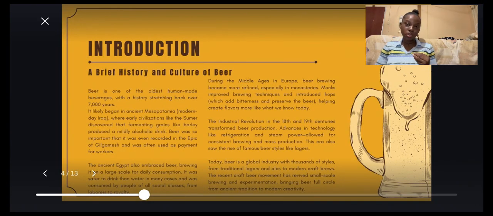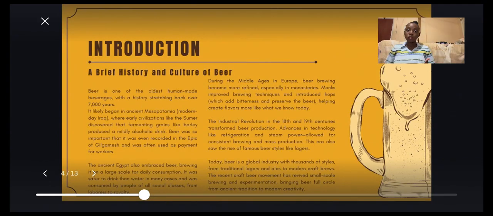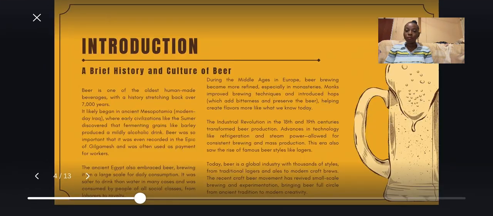It is over 7,000 years old, and it likely began in the Mesopotamian era with different civilizations such as the Sumer, who discovered that fermenting grains like barley would produce a slightly alcoholic beverage. This beverage was very, very popular, so they used it for payments, as stated in The Epic of Gilgamesh. It was super important to their civilization and very sought after.